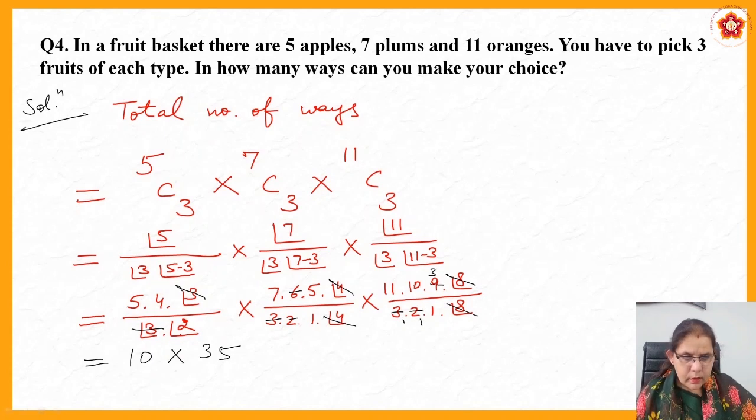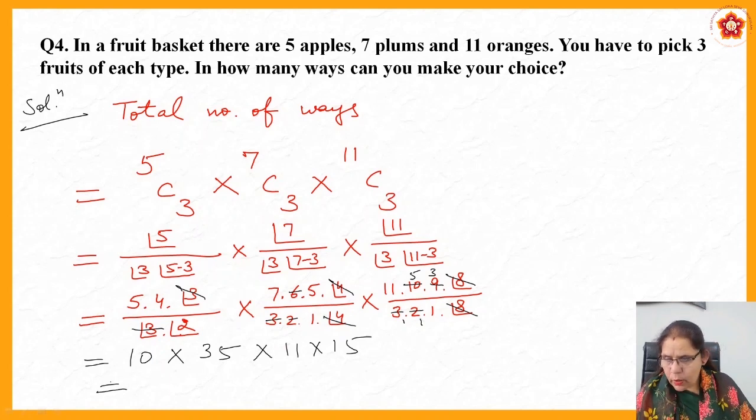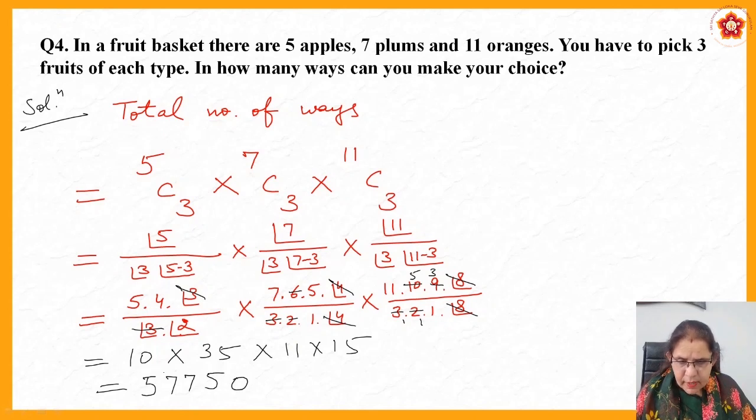And we are cancelling 3 3s are 9 and 2 5s are 10. So we are having 11 into 15. Multiply all this and see what you get. We will be getting 57,750.